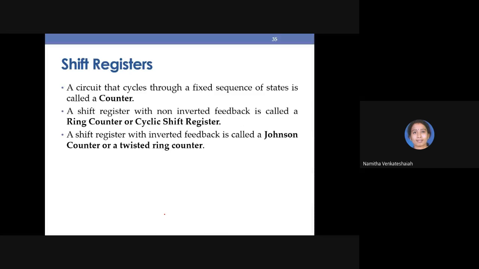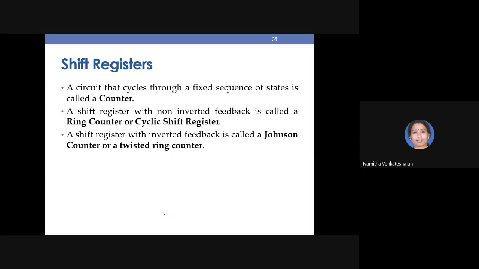Now, we are going to one more topic. A circuit that cycles through a fixed sequence of states is called a counter. Okay, we are actually introducing the counter in the shift register topic only. Like for example, if the circuit is giving the output 1, 2, 3, 4, and then again 1, 2, 3, 4, it is repeating, I can call it a counter. There is no condition that it should count continuously, but generally it counts continuously. But what is the condition? It should go through a fixed sequence of states.